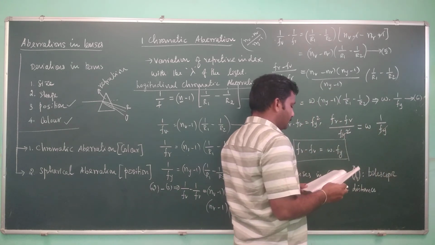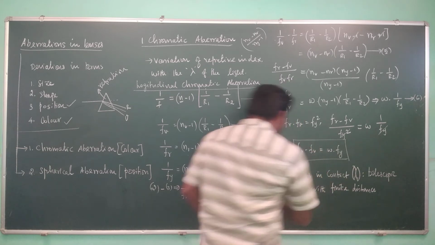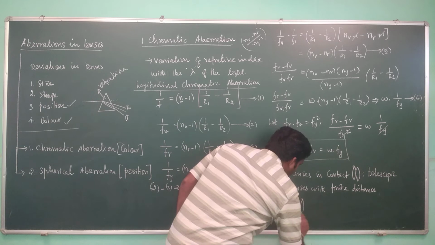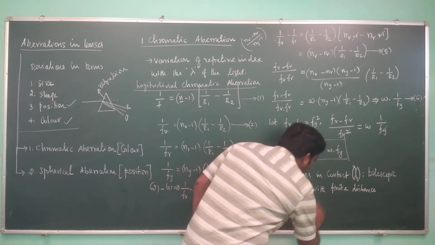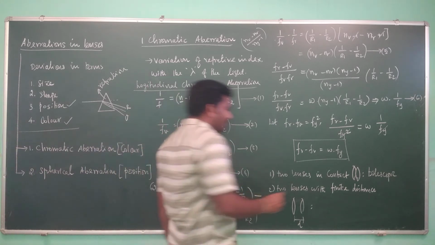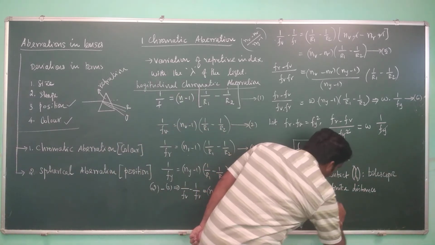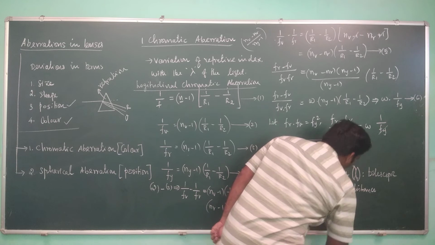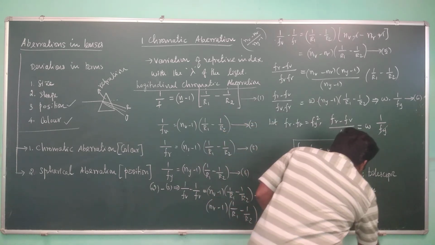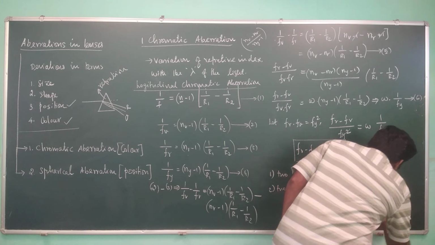Telescopic objectives. And this two lenses with finite distance, that is, there is a lens here and there is another lens here, there is a finite distance d. This configuration is used on the eyepieces of the optical instruments.